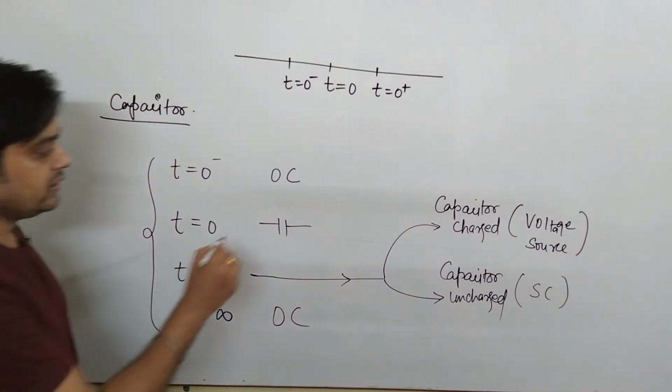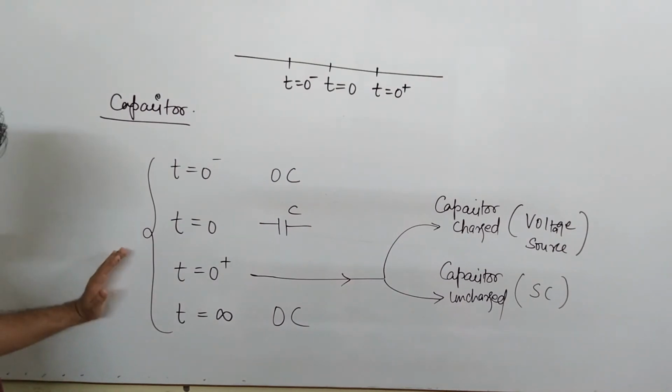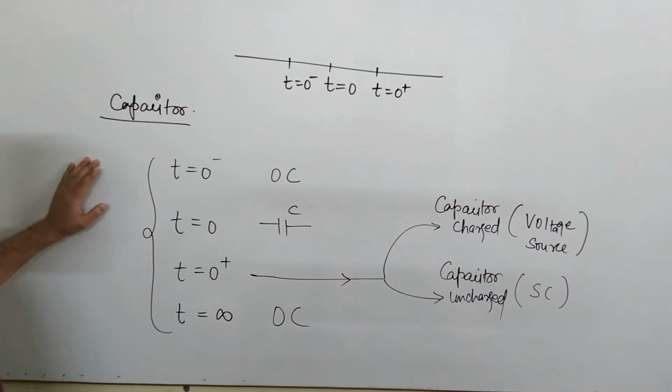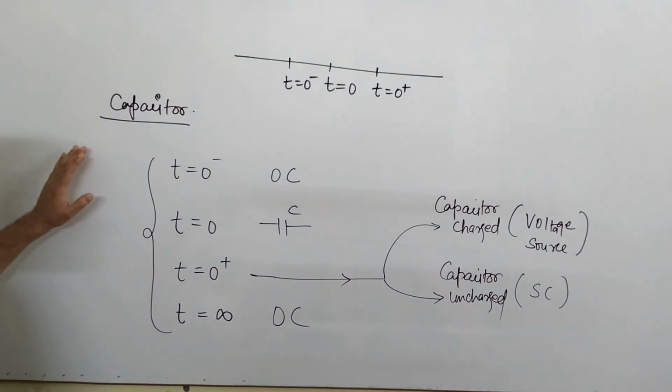So this point is very important. Similarly, we will see for the inductor and also for the resistor, and we will draw one chart, and that chart is very important to solve all the problems of initial conditions.